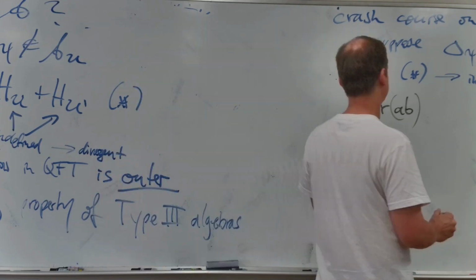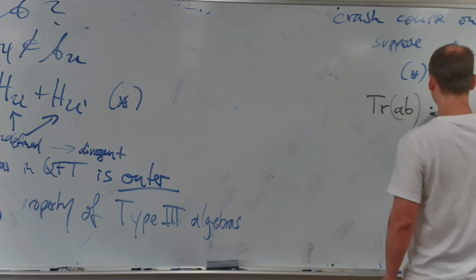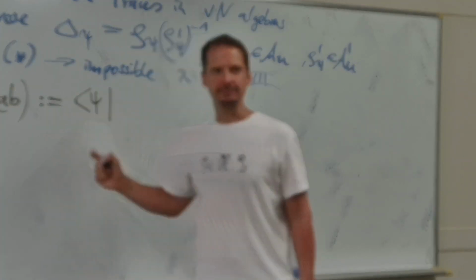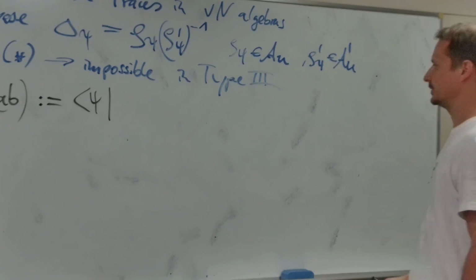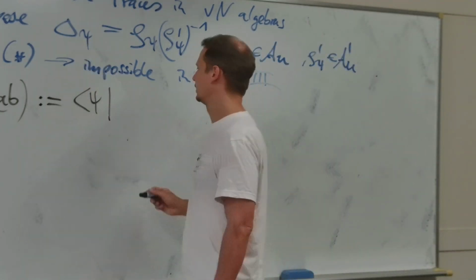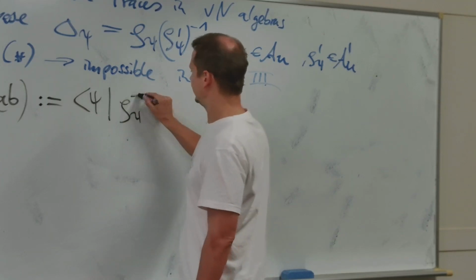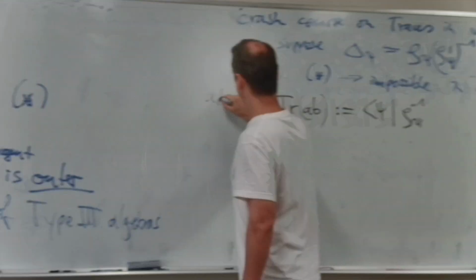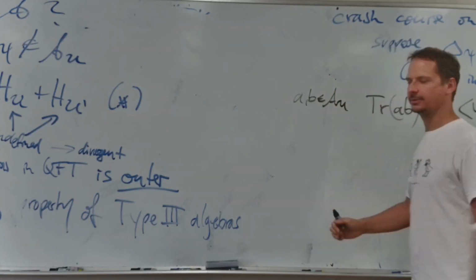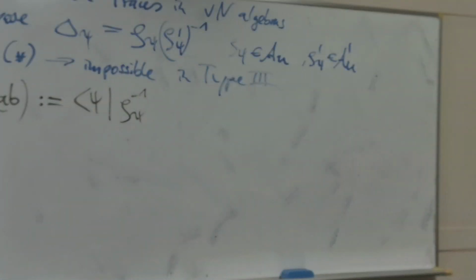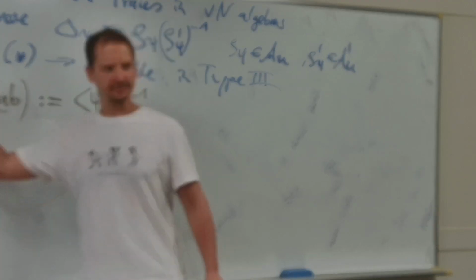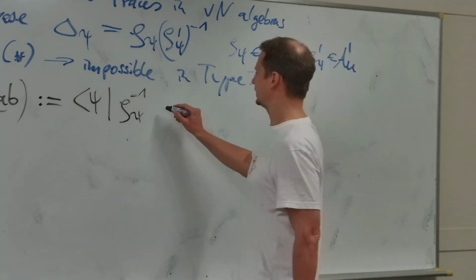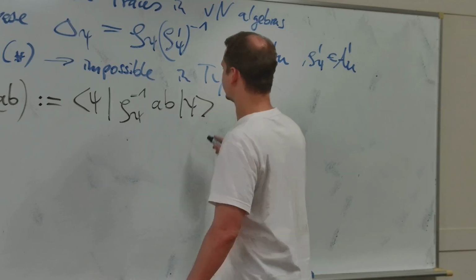So you can, for instance, define a trace now by taking your cyclic separating state associated with this one here, and then you can take the inverse of this first one. I should say A, B are in A. I just want to give you a bit of intuition of how you would build a trace on such an algebra, a von Neumann algebra, which certainly cannot be type 3. And then you write it like this.